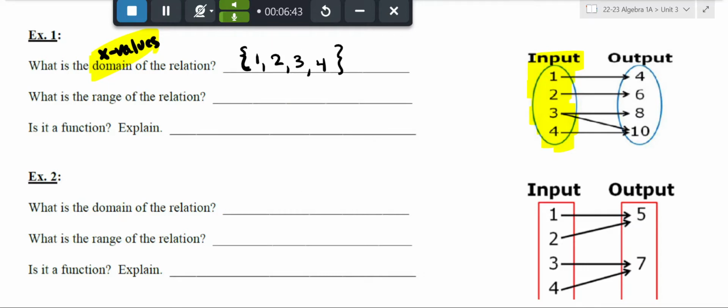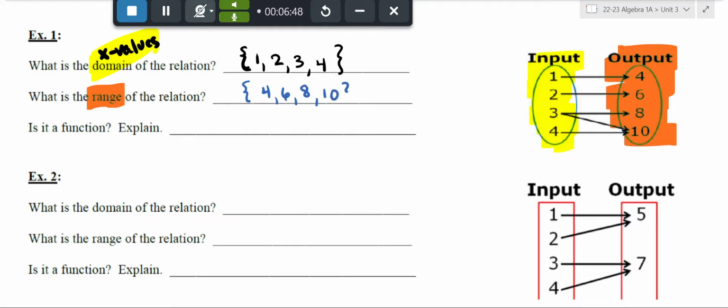What is the range? The range is going to be the y values, which is the output. And in this case, our output is going to be 4, 6, 8, and 10. All right? And so the question is, is this a function? Well, let's check.